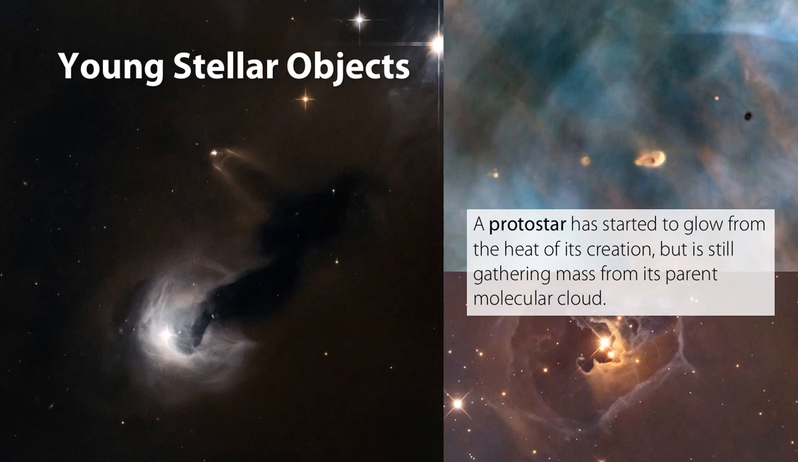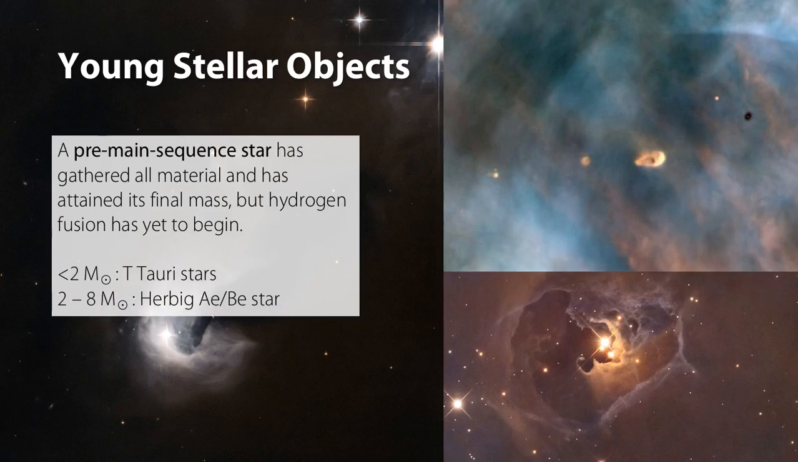However, it's not finished the process, and although we can observe it because it is glowing, it's still adding more mass from the surrounding material. It's still getting bigger and more massive. A pre-main sequence star moves away from the protostar stage because it has now gathered all of the material and has attained its final mass. But hydrogen fusion has not yet begun. The middle of that cloud of material is still collapsing.